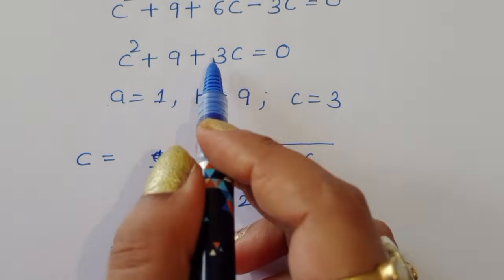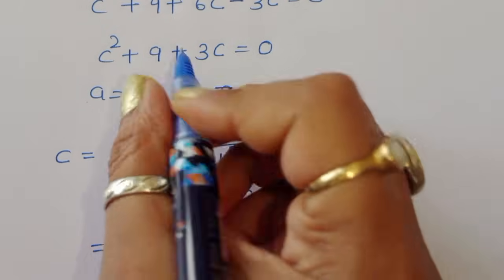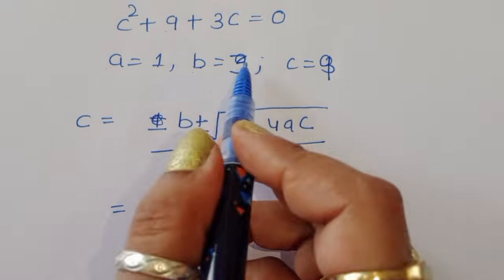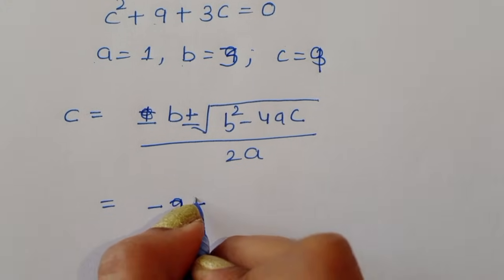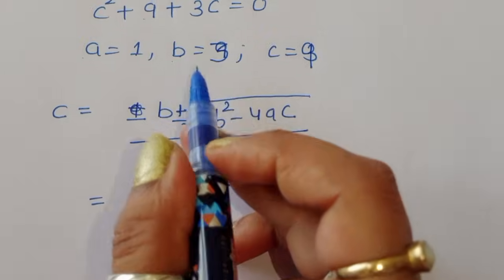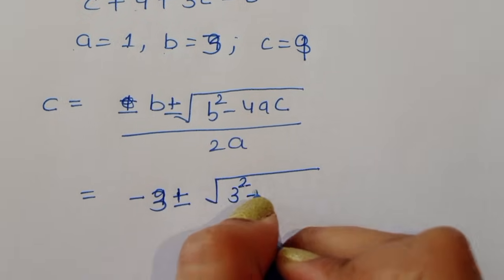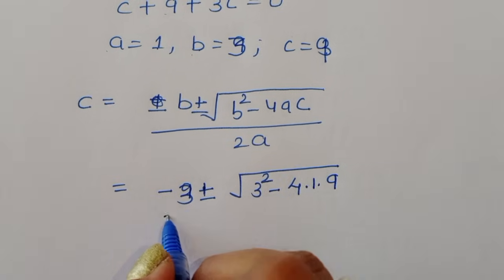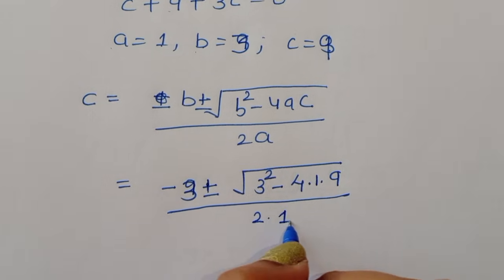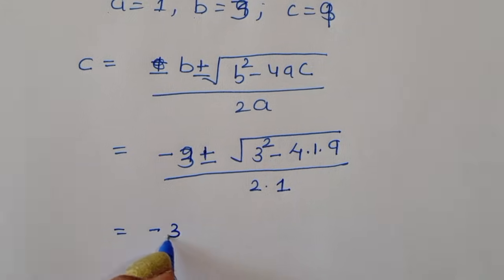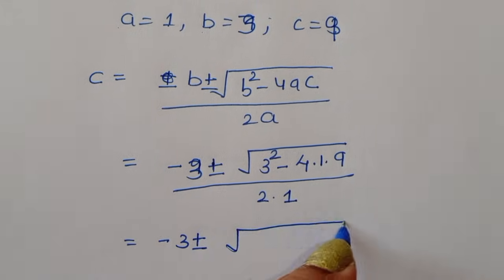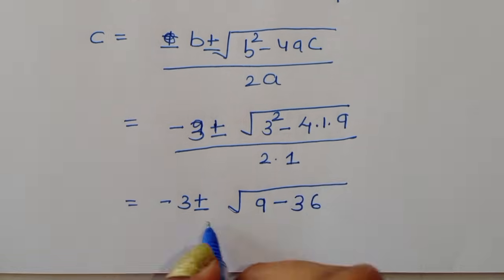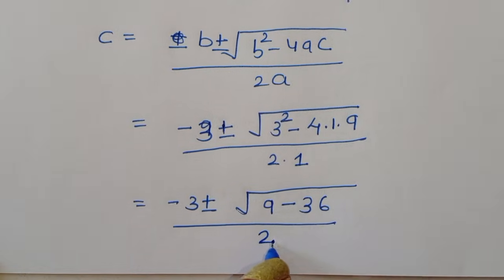Here a is equal to 1, b is equal to 3, and c is equal to 9. So we can write minus b, b is 3, so minus 3 plus minus square root of b squared, b squared is 3 squared, minus 4 times a is 1 times c is 9, upon 2 times a, right? Now it is equal to minus 3 plus minus square root of 9 minus 36, 4 nines are 36, upon 2 times a, that is 2.